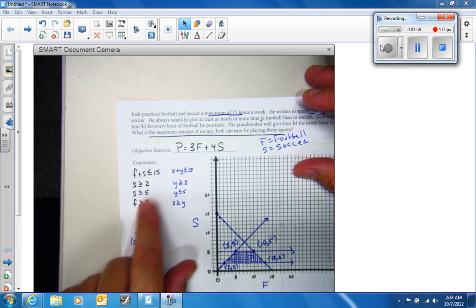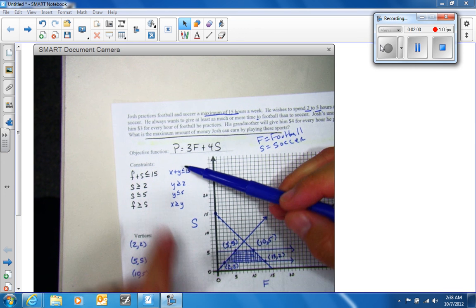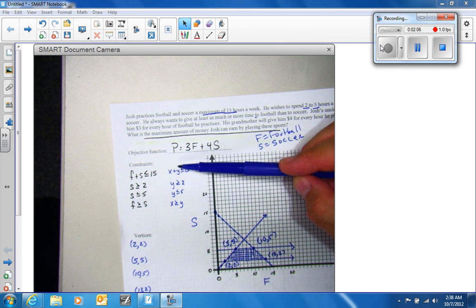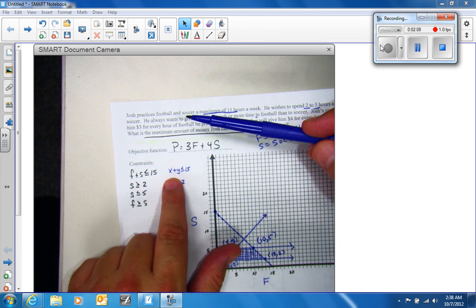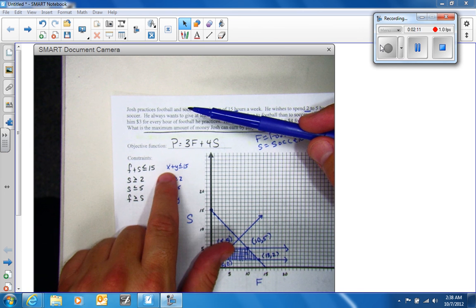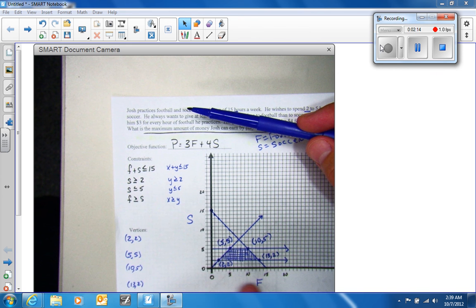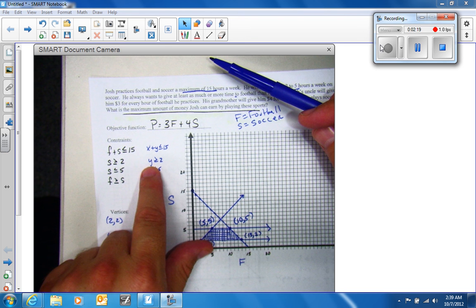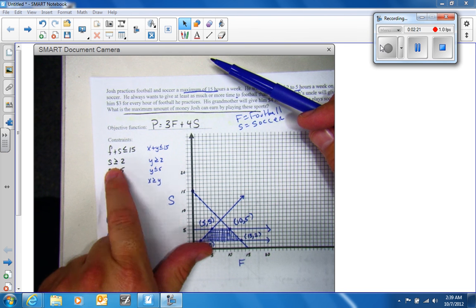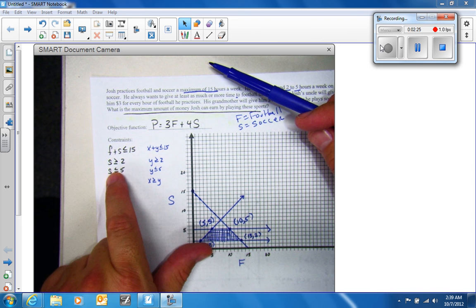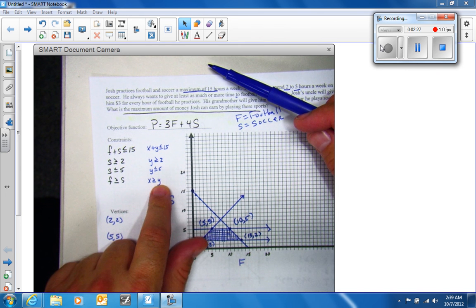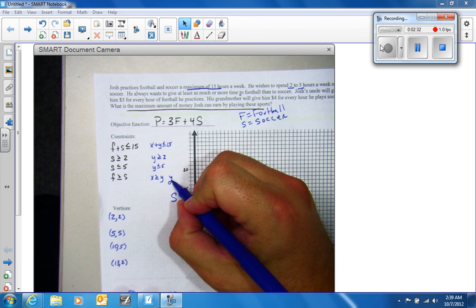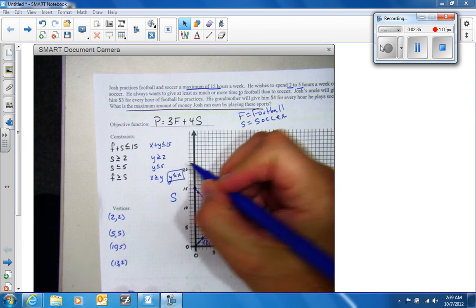Now, when you convert these to X and Y, like some of you have done, since football and soccer don't depend on each other, either one of them could be X or Y. So in this case, X plus Y is less than or equal to 15. I'm going to let X equal football, so that's going to be on the bottom. S is going to be my range. Here, Y is greater than or equal to 2, just like here. Y is less than or equal to 5, just like here. And X is greater than or equal to Y, which is just like this one. And you can switch this around and make it look like Y is less than or equal to X, which is your parent function with an inequality.